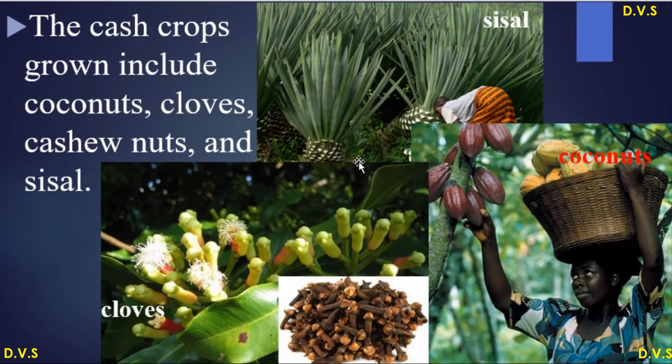The cash crops that are grown in this area include sisal. Then we have cloves. Then we have coconuts. In this picture, we see the coconuts.